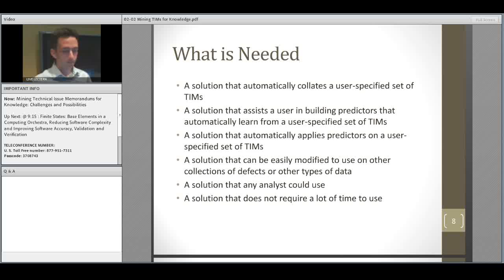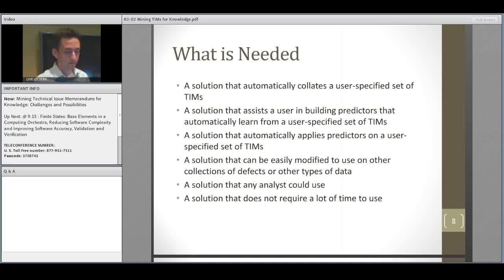In that sense, we would need to look towards being able to mine TIMs automatically rather than manually, or semi-automatically. Obviously, some manual analysis will be needed to help determine that this knowledge was mined correctly.